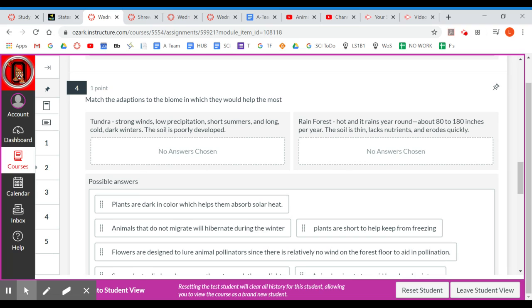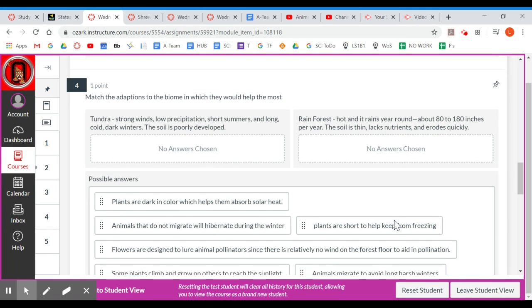You're going to think about which adaptations any plant or animal would need in order to live where it's really cold, with not much rain, lots of wind, short summers, and not much soil as far as nutrients. Then you have the rainforest. It's hot, and it rains year round. Remember, it's that permanent, summertime growing season. It rains about 80 to 180 inches per year. That's a ton of water, folks. The soil is thin, also lacks nutrients, and erodes quickly since there is so much rain.